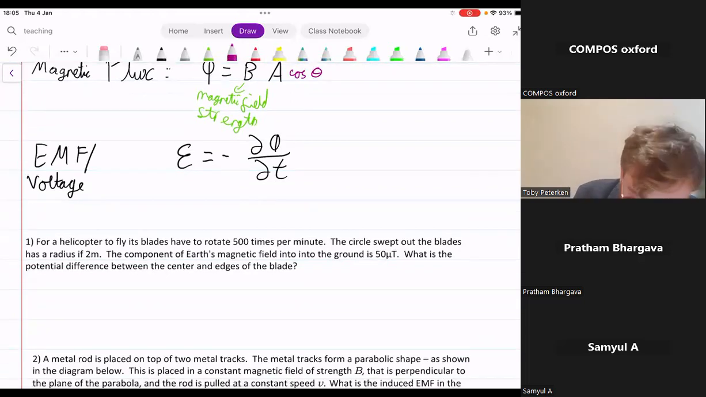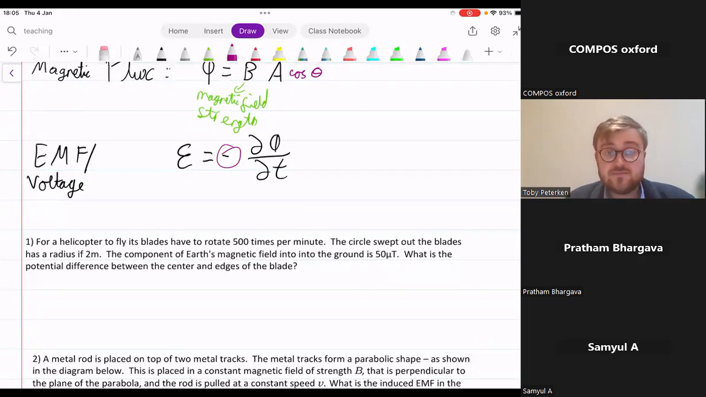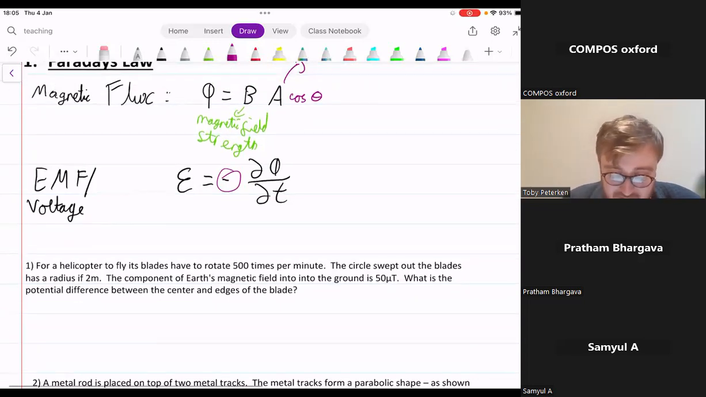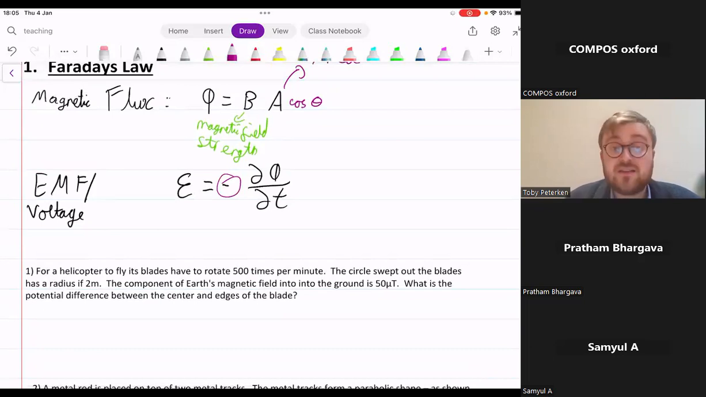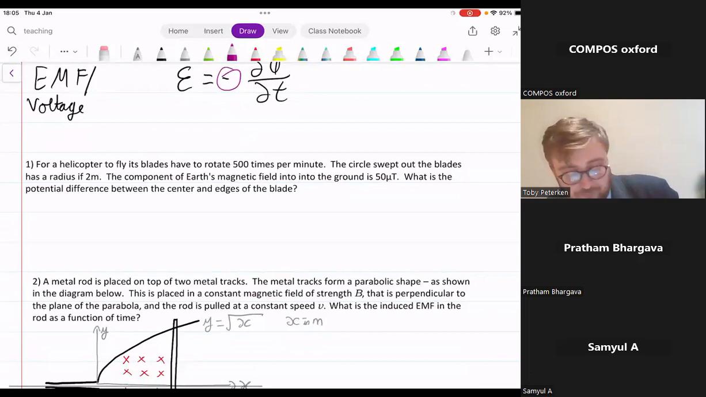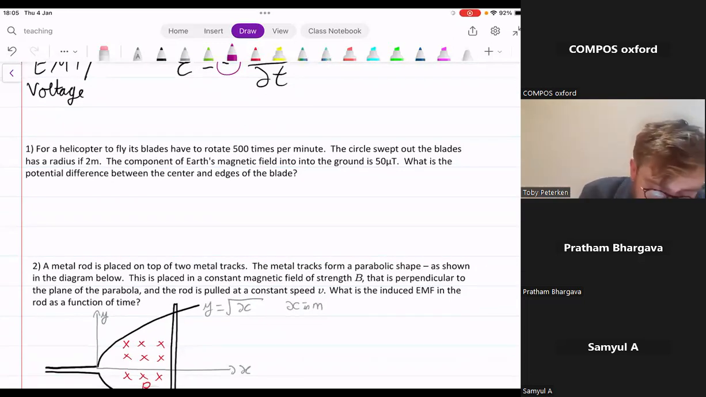Now, we're going to talk about the sign later. The sign for now doesn't matter. We're just going to look at magnitudes. For now, the electromotive force is just the rate of change of flux. And as we said, flux can change in two ways. It can either be that the area is changing, so the loop of wire gets bigger or smaller, or it could be that the field changes strength. So let's look at an example.